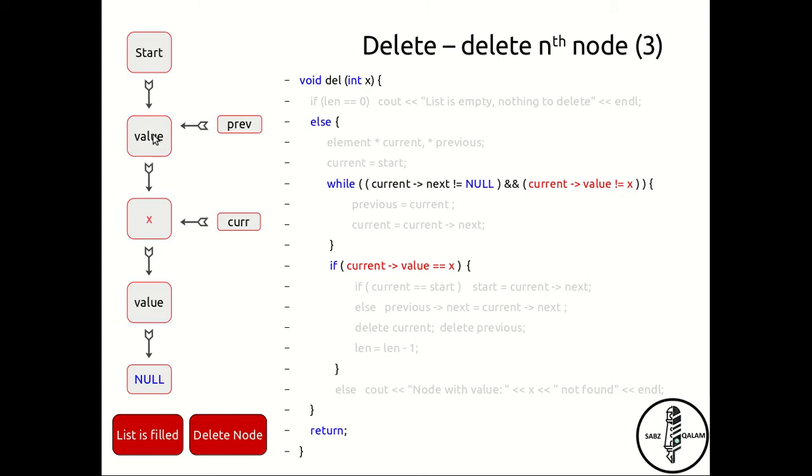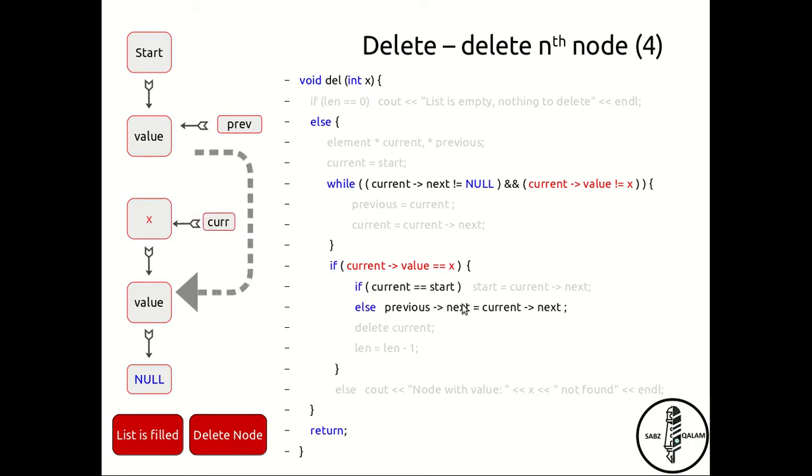Remember, in the previous case, previous's next is pointing to this location. Now you want to bypass this location, so it doesn't point here, rather it points here. And how do you do that? You simply say previous's next is pointing to current's next. Okay, so that's what you do.